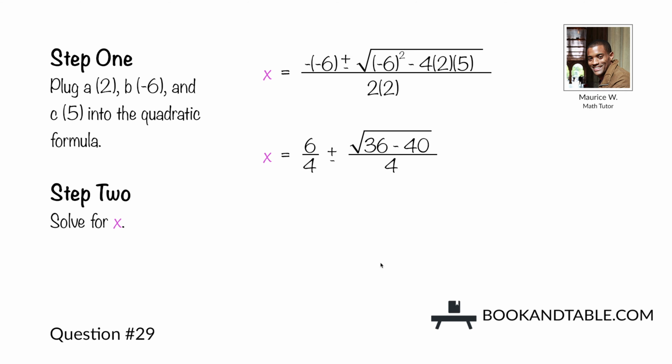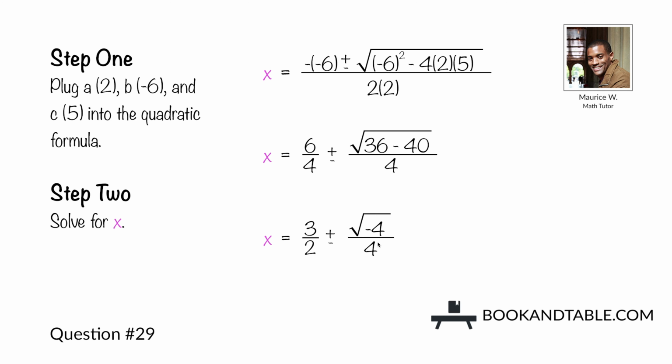And we solve for x by simplifying this. Negative 1 times negative 6 is positive 6 divided by 2 times 2, which is 4, plus or minus the square root of negative 6 squared is 36, minus 4 times 2, which is 8. 8 times 5 is 40, so we get minus 40 over 4. 6 over 4 is equivalent to 3 over 2, plus or minus the square root of 36 minus 40 is the square root of negative 4, divided by 4.